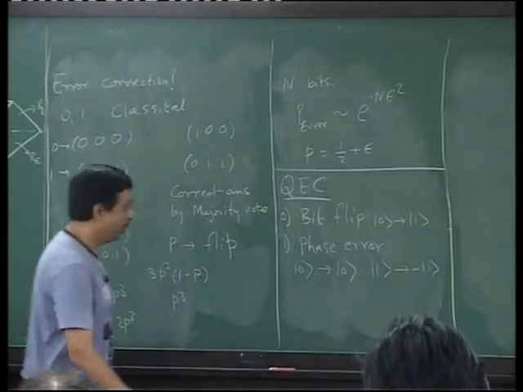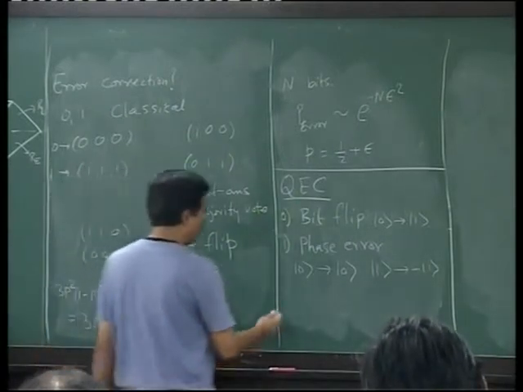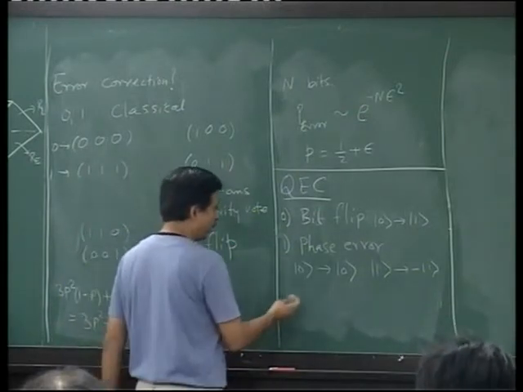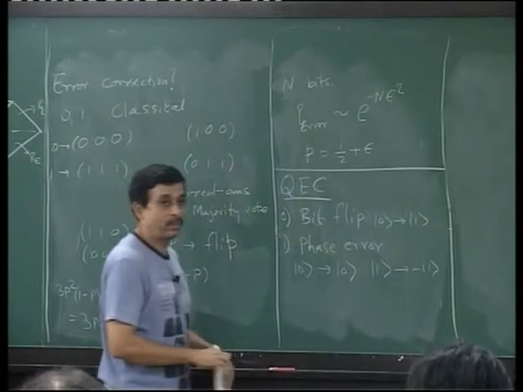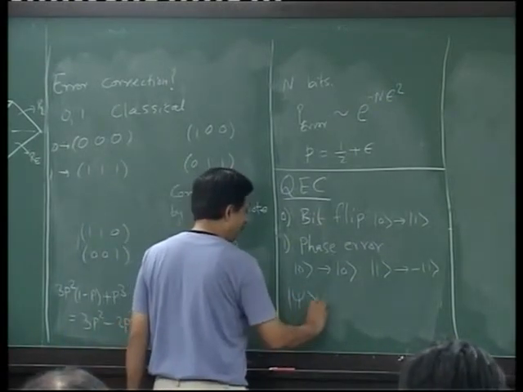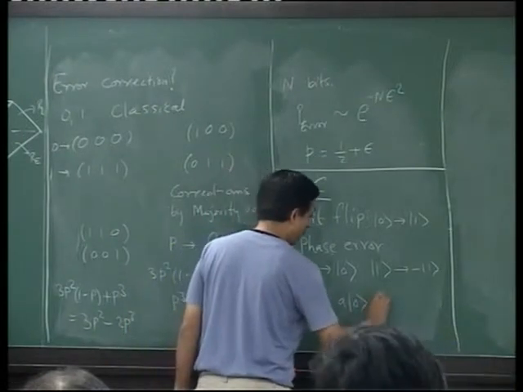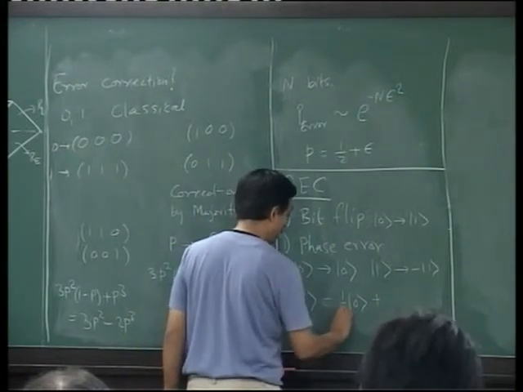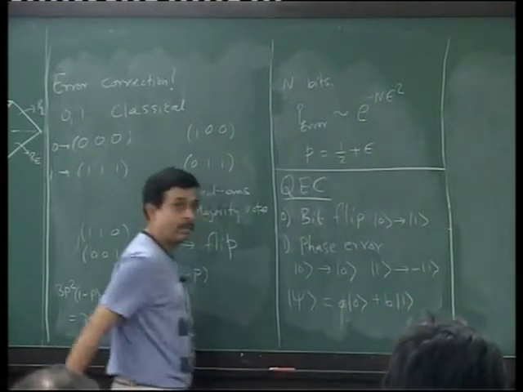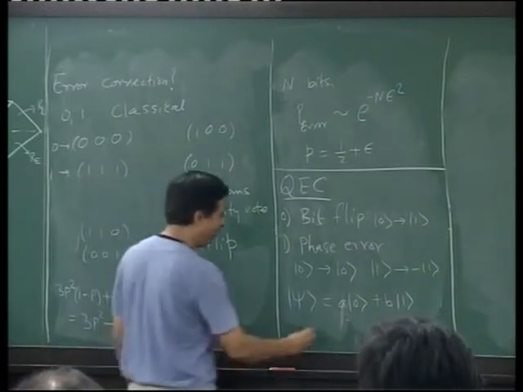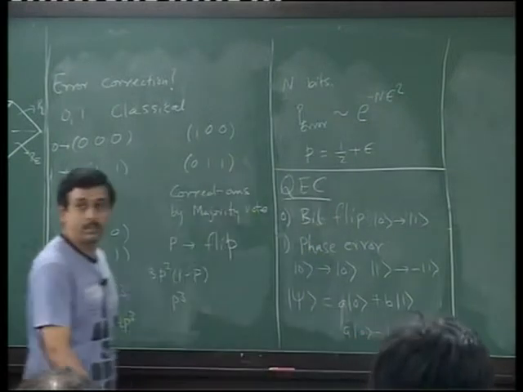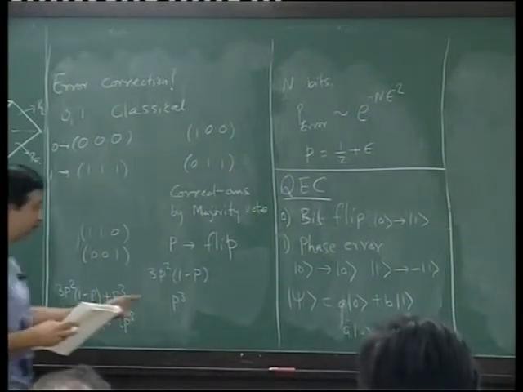Now that is a bit serious, because you are looking at a quantum system, you write down a state which is a function of some continuous variables. So you could write down a state psi, which is a times 0 plus b times 1. If you do that, and if there is a phase error, then this goes to a times 0 minus b times 1. It's quite a different state. So that kind of error can also happen.